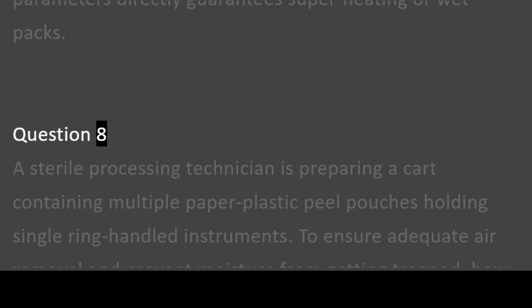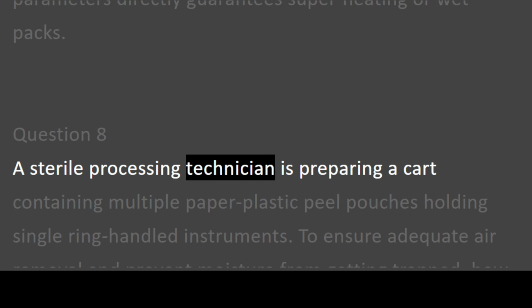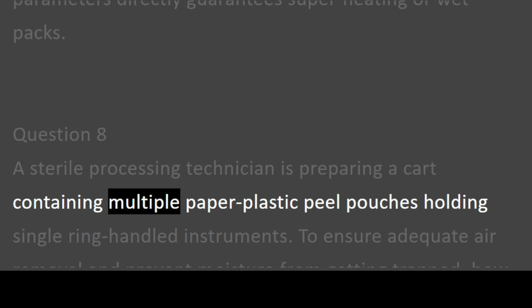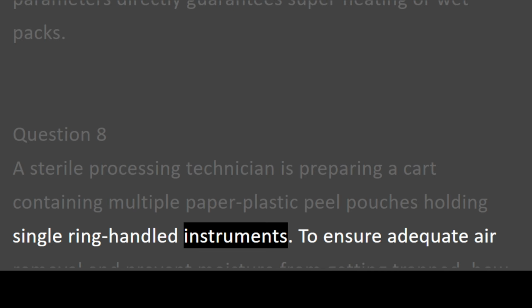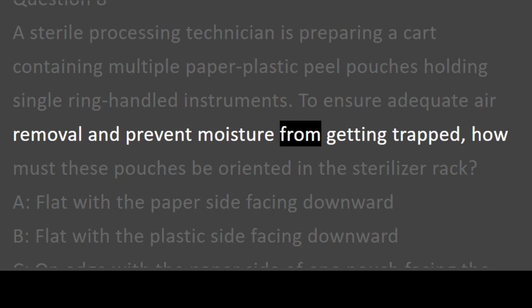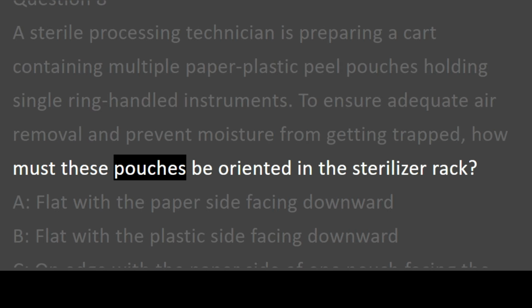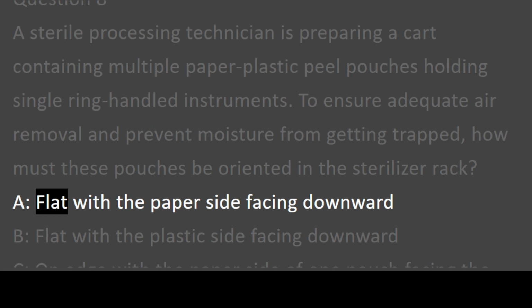Question 8. A sterile processing technician is preparing a cart containing multiple paper plastic peel pouches holding single ring-handled instruments. To ensure adequate air removal and prevent moisture from getting trapped, how must these pouches be oriented in the sterilizer rack? A. Flat with the paper side facing downward.